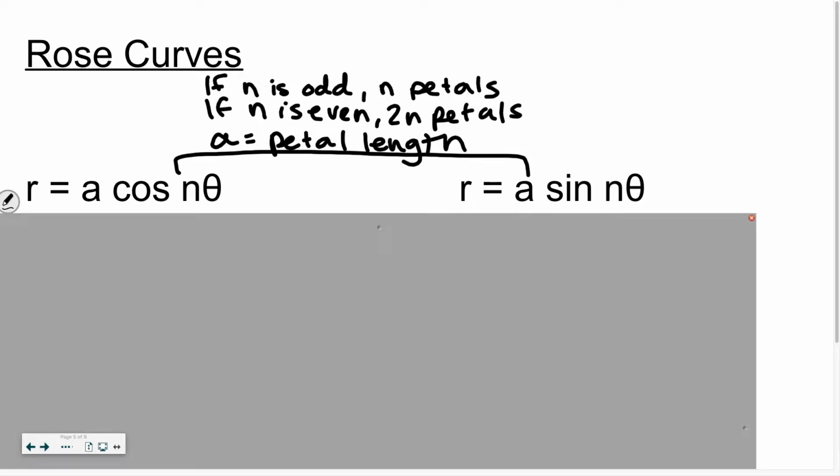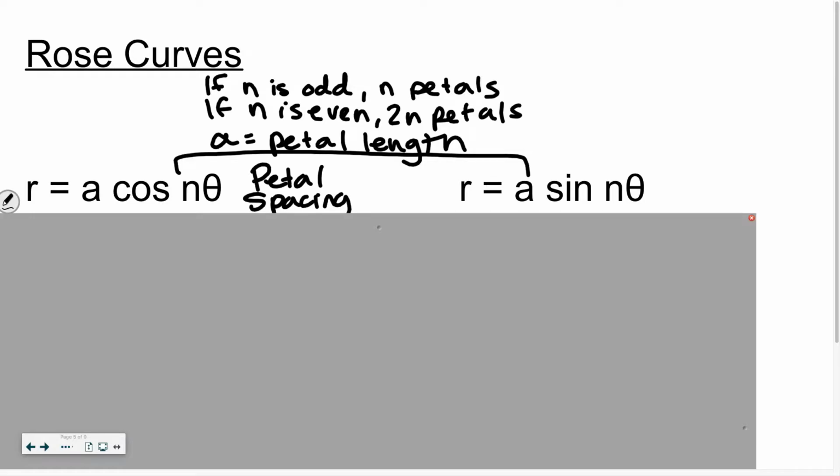For each of them, A is still responsible for the length of the petal. And then we're going to create a significant points table of values, again, to help us graph. But we're actually only going to do it for 1 petal, because if I give you a rose curve with 8 petals, you don't want to have to plug in that many points. So when I'm graphing, I'll use my significant points to get the location of 1 petal in the right spot. And then I'll use something I call petal spacing.